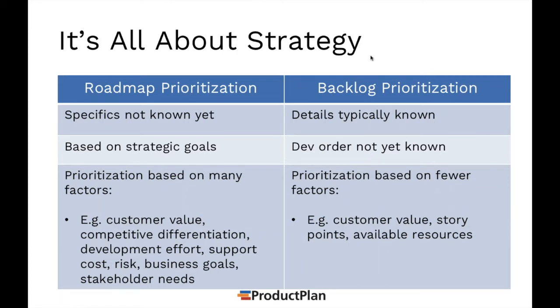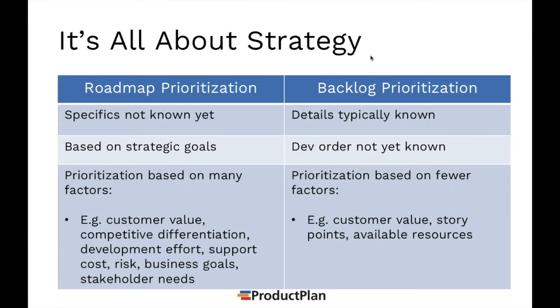With the roadmap, the prioritization is about strategy typically. You really don't know the specifics. Some of these initiatives you're putting on the roadmap are fuzzy, especially the items that you're planning out multiple quarters. You have an idea of what you want to accomplish, but you don't know the specifics yet. You may not know how big this thing is going to be, and you certainly don't know yet how many resources you're going to be assigning that particular initiative. So the roadmap is about strategic goals.